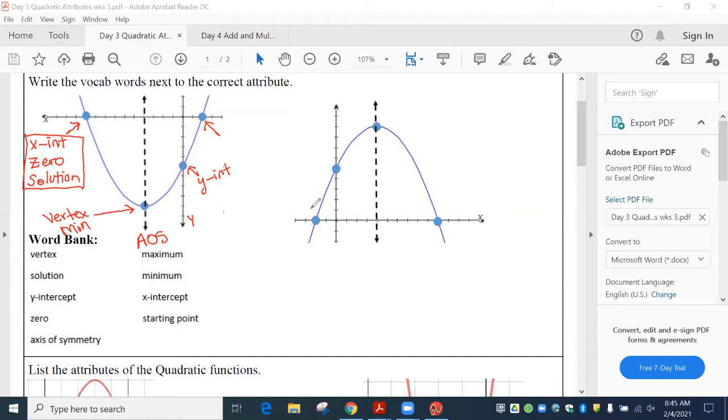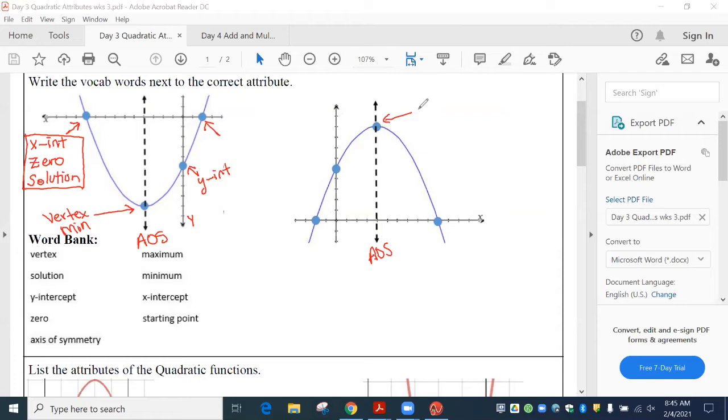All right, so this right here, we're going to do the exact same thing. It's just now facing the other direction, but the same rules apply. The one at the top right here, that's the AOS. You were looking at this line. I'm talking about the dot. Let's go ahead and label this line right here, AOS.